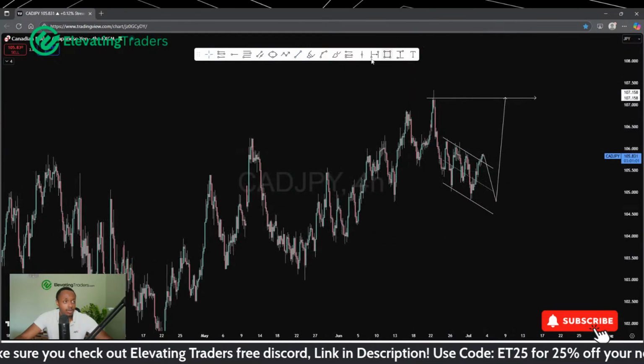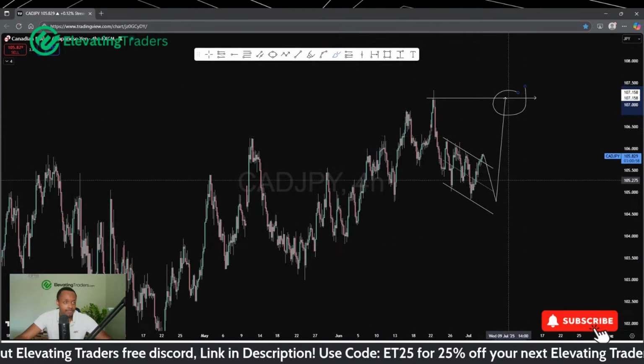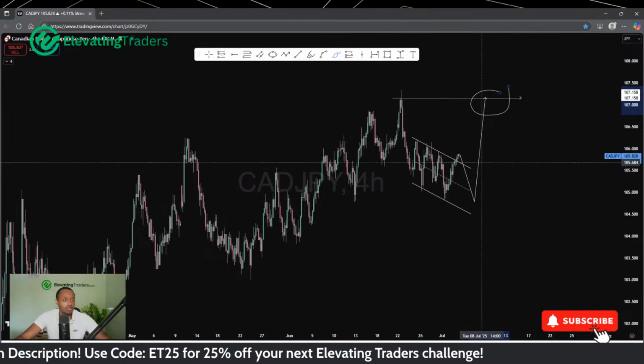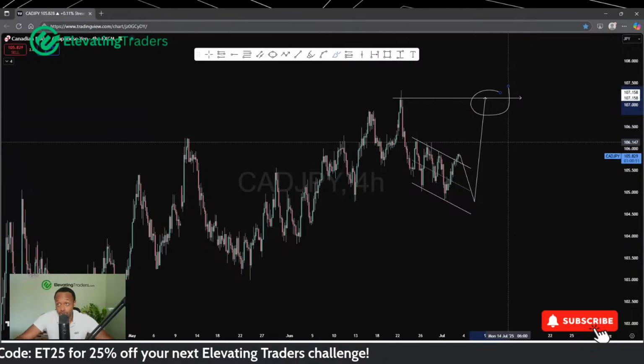I'm still going to keep a close eye on shorts up at the high here. I still like the idea of shorting CAD Yen. The way I'm seeing it, it looks like price is getting ready for another push back to 107.